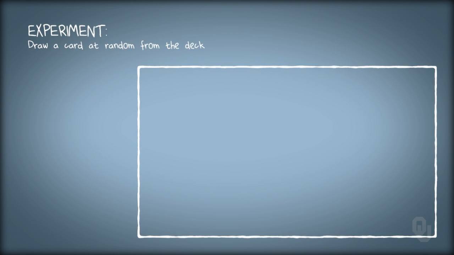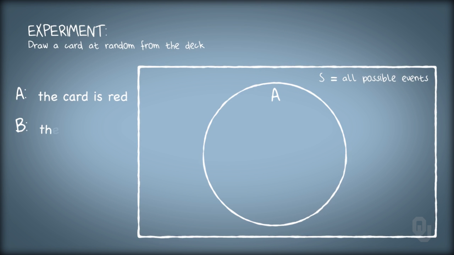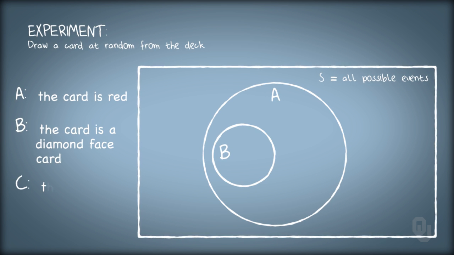If we define an experiment as draw a card at random from the deck, we have many different events that we could define. Let's define our sample space as all of the possible events, and let's define a few events in particular. Define event A as the card we draw is a red card, and event B as the card we draw is a diamond face card, and event C as the card is an ace.